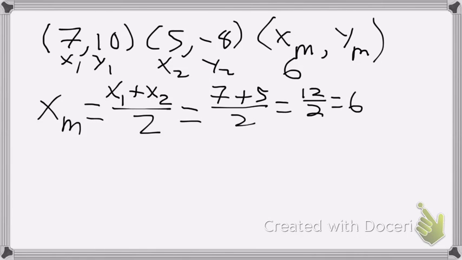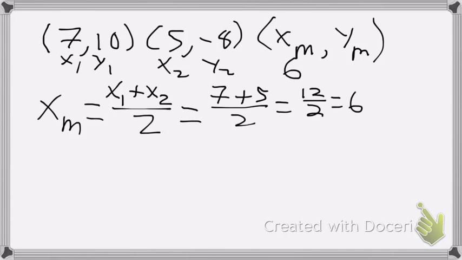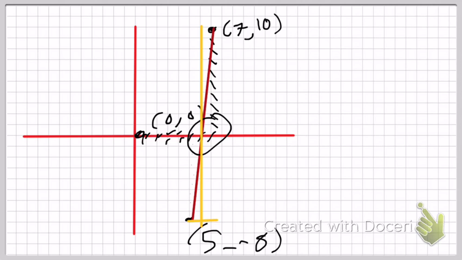And again, if we look at the equation we used, x1 plus x2 divided by 2, it is essentially the same one as we used back here on the straight line. M equals a plus b over 2. So that gives us xm equals 6.